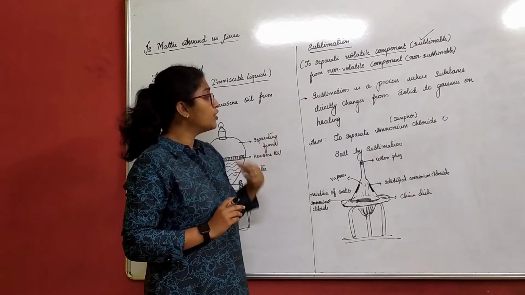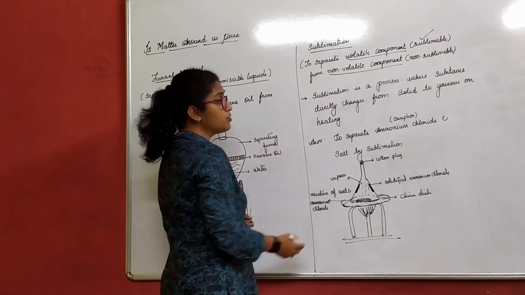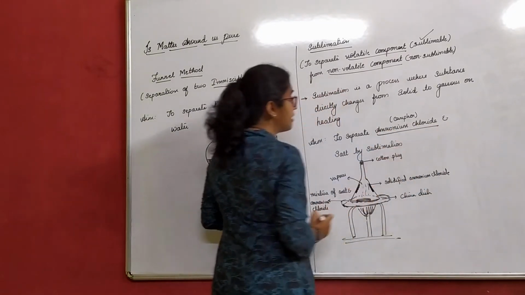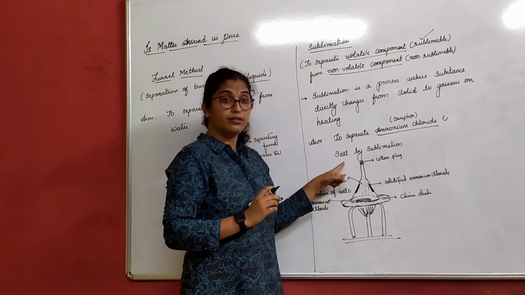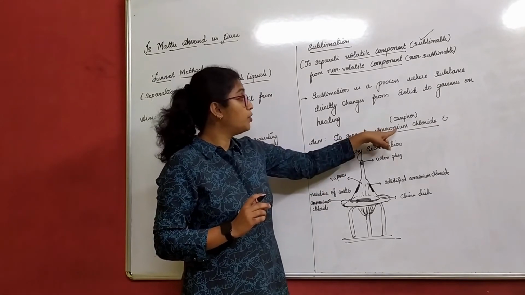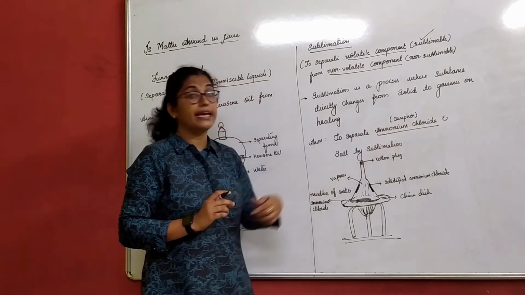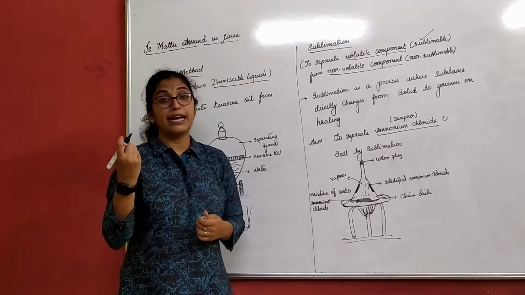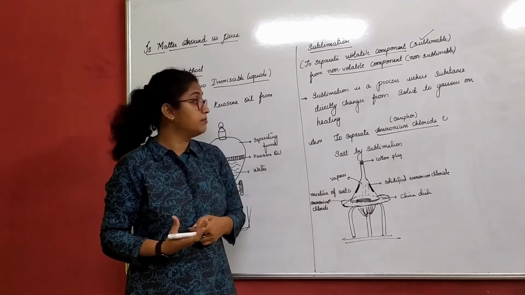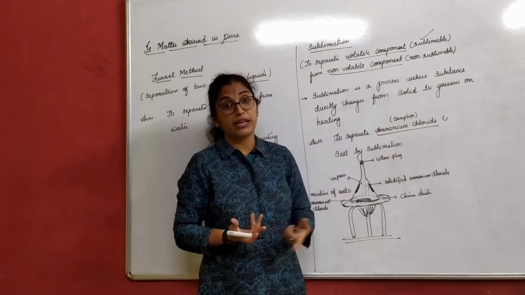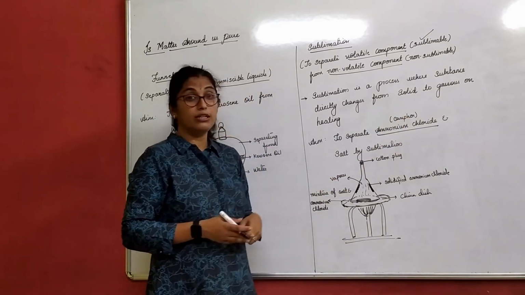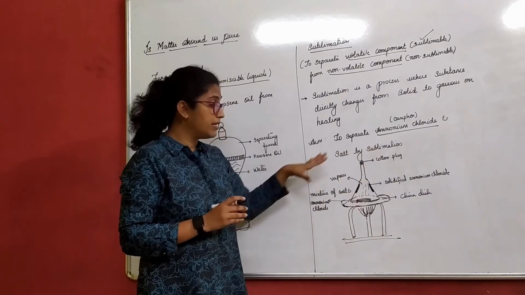So what is our aim? Our aim is to separate ammonium chloride, which is sublimable, mixed with salt. To separate ammonium chloride and salt by sublimation. That means I have salt mixed with ammonium chloride. Instead of ammonium chloride, camphor also can be used here with salt. So this is how the experiment looks.